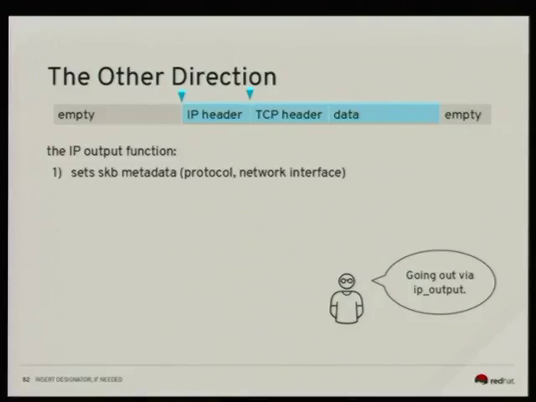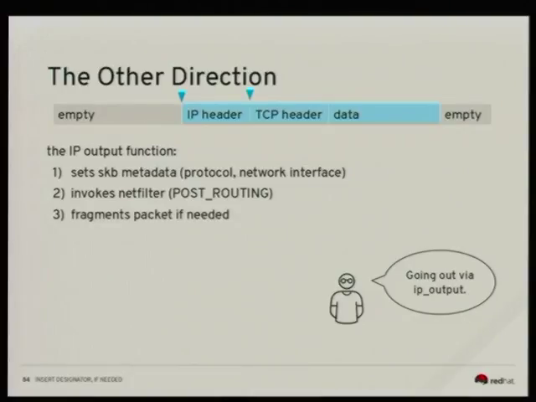So we go out via a function called IP output. This function finally sets the skb metadata, like protocol and network interface going out. We know that from the route lookup, and it was passed to this function as a parameter. So we set the metadata. We invoke netfilter post-routing, because we already did the routing, so it's called the post-routing chain.